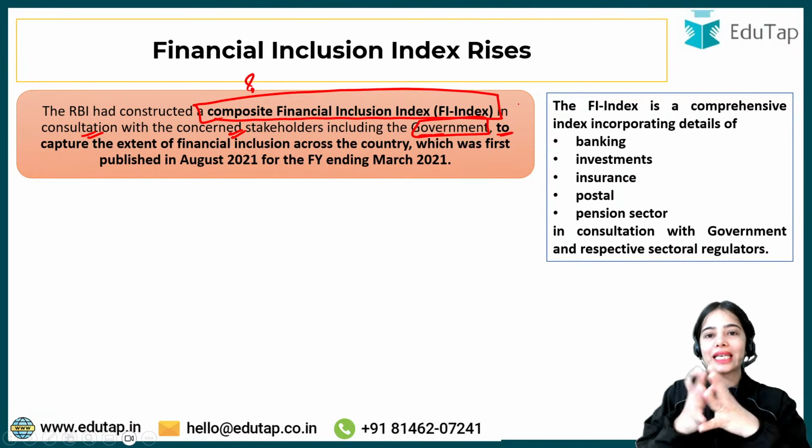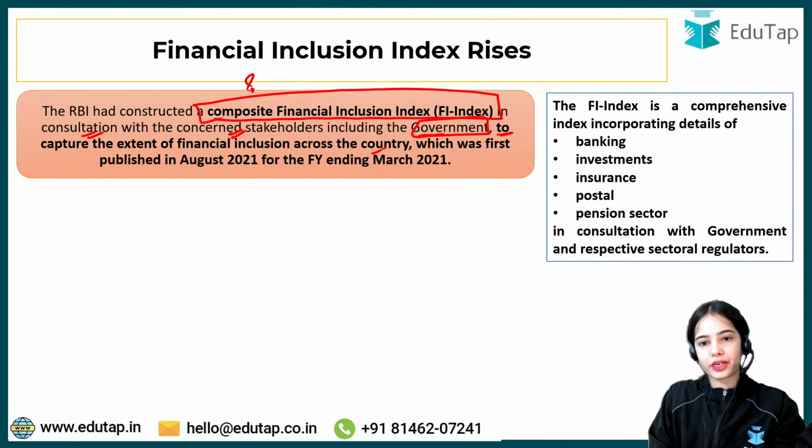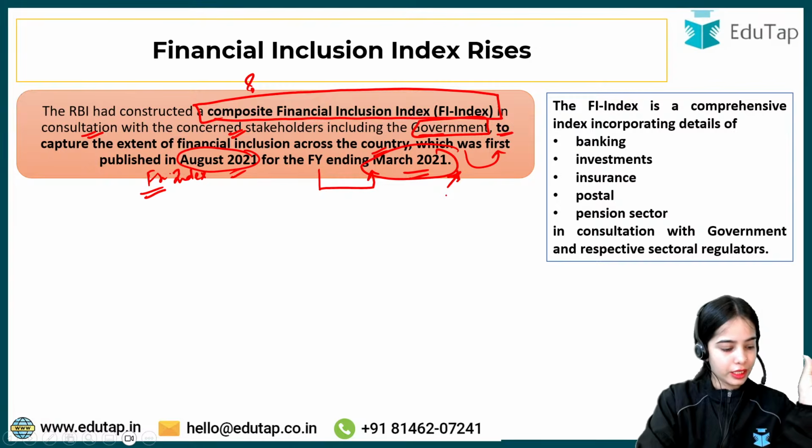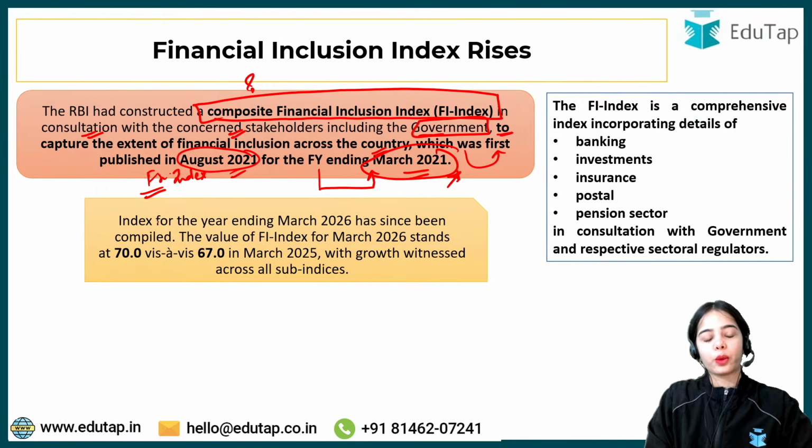To capture the extent of financial inclusion across the country. The financial inclusion index was first published in August 2021 for the financial year ending March 2021. Remember that the financial inclusion index was first published in August 2021 for the financial year ending March 2021. Okay, this is the idea. Any confusion, anyone? Now, what has happened? What is the current data?